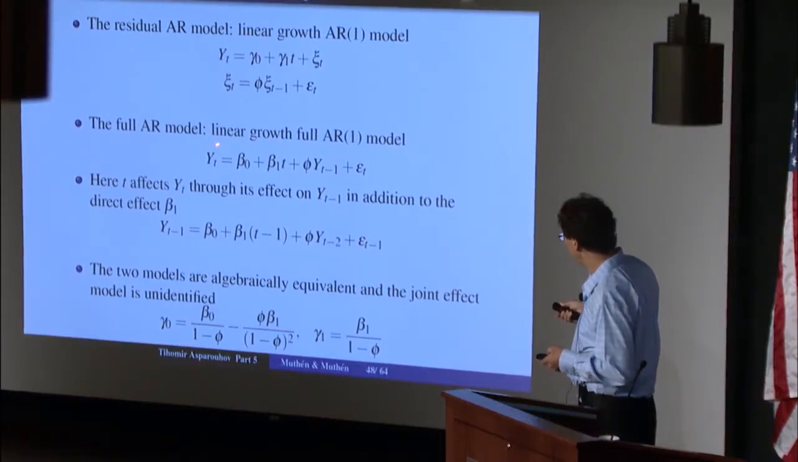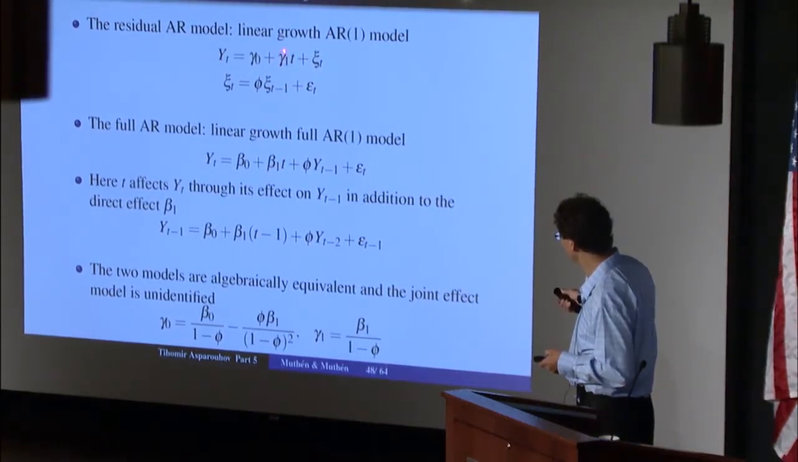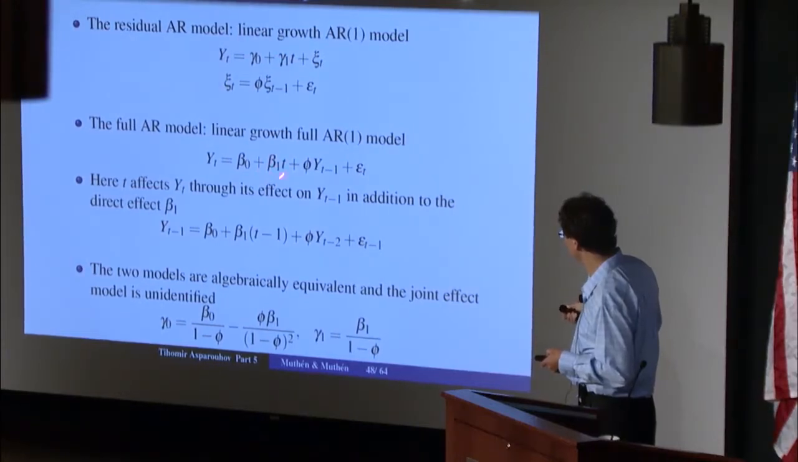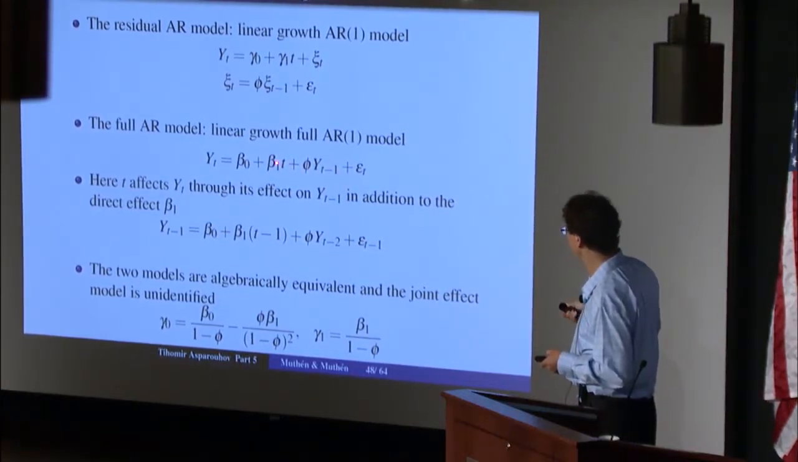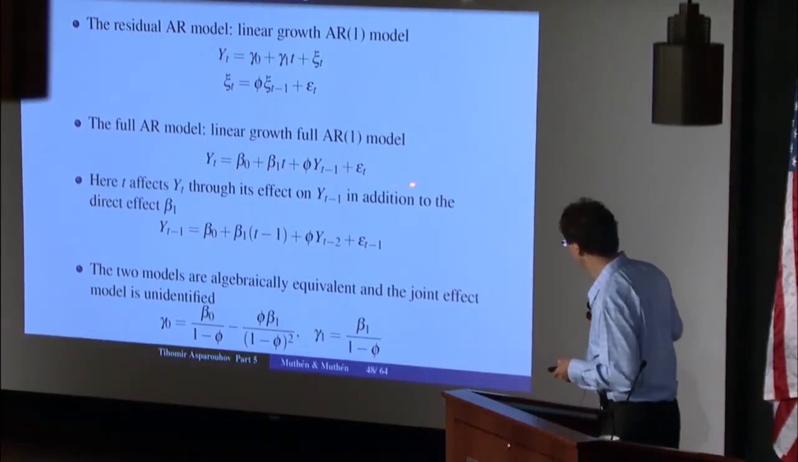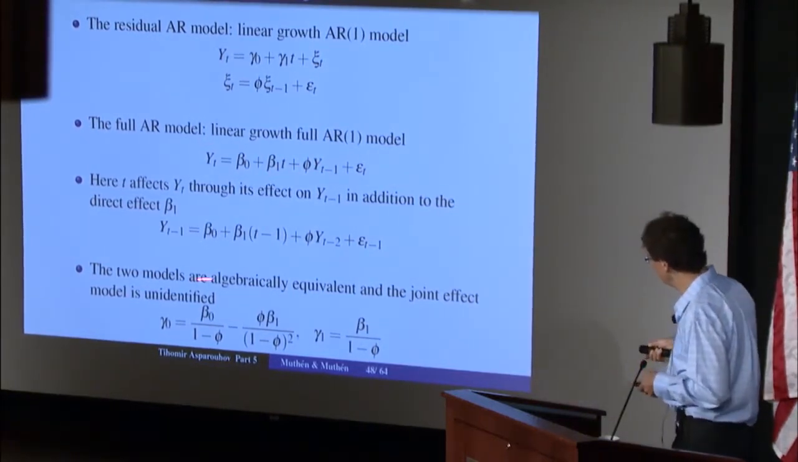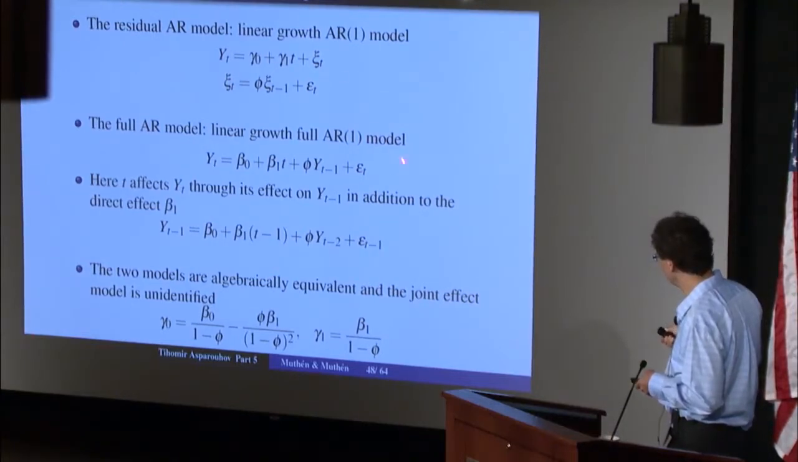And note here that the effect of time is direct. You have just this coefficient, and that's how time affects yt. But here, it's not just this, because t is actually inside yt minus 1 as well because of this equation. So the effect of time is a little more complicated. It comes from this portion as well as this, so it's a combination. It turns out that, again, these two models are completely algebraically equivalent.